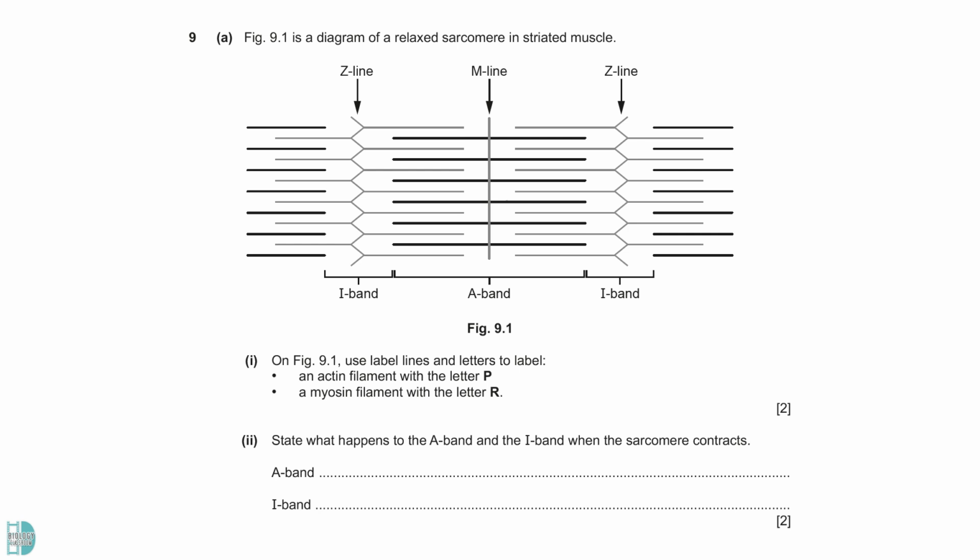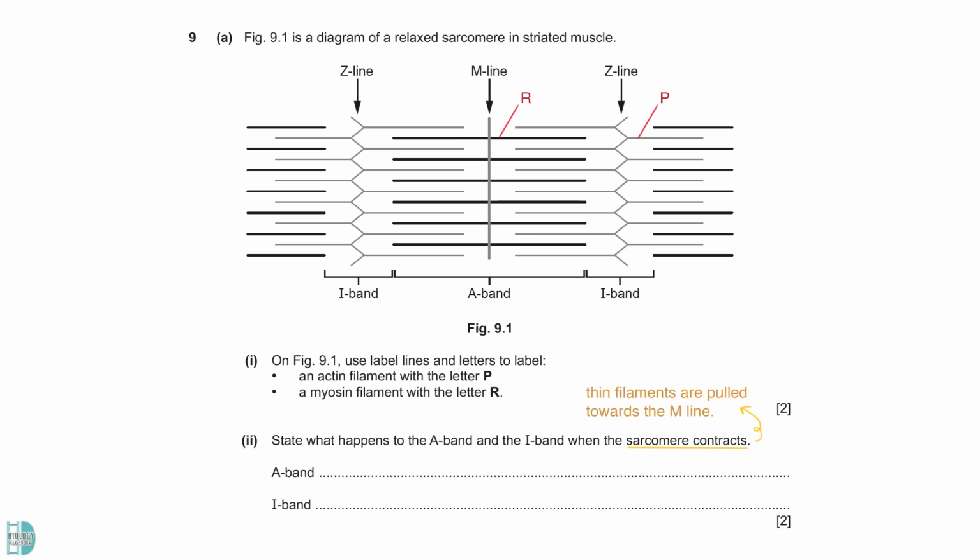Figure 9.1 is a diagram of a relaxed sarcomere. Question 1 wants you to label the actin and myosin filaments. Actin filaments are the thin filaments that are attached to the Z line. Myosin filaments are thick filaments. They join the M line.